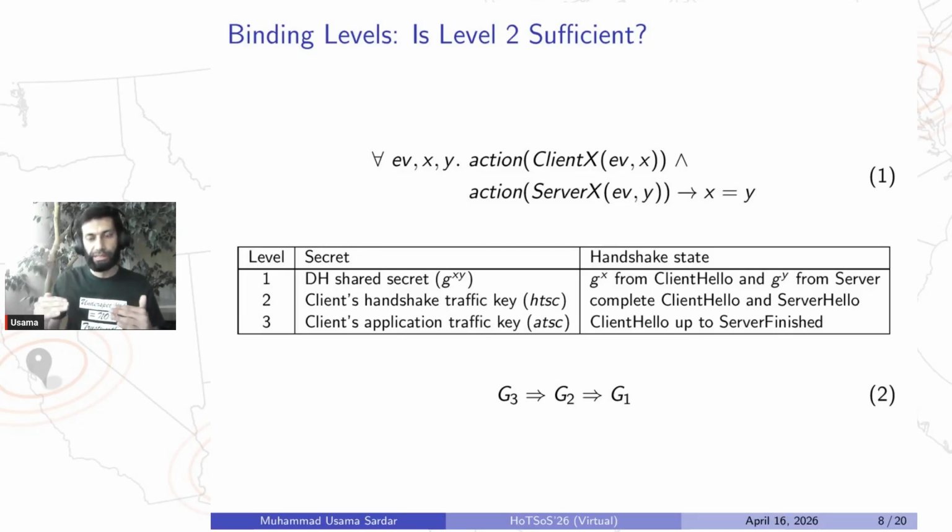Up to the server finished, the server is fully authenticated at that point in time. So what we prove is that G3, which means using this ATSC, implies G2, which is the HDSC in the above property. We keep replacing these X and Y, the clients' and the server's perspectives, with these three keys. G3 basically means replace X and Y with the corresponding ATSC views of the server and the client, and so on. What we prove is that G3 implies G2 implies G1.